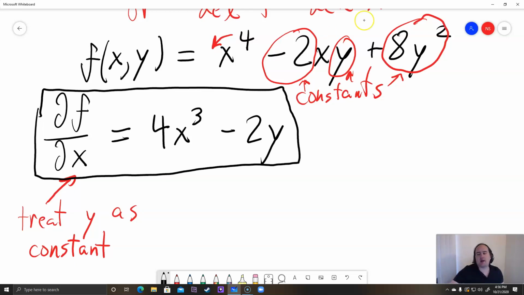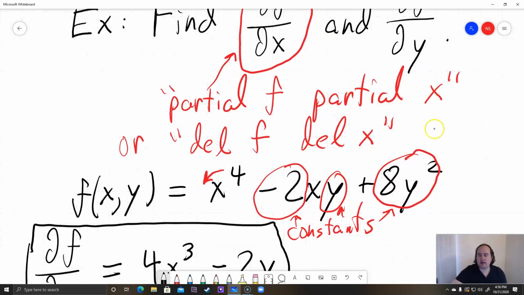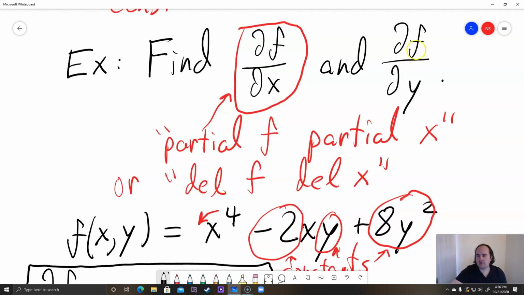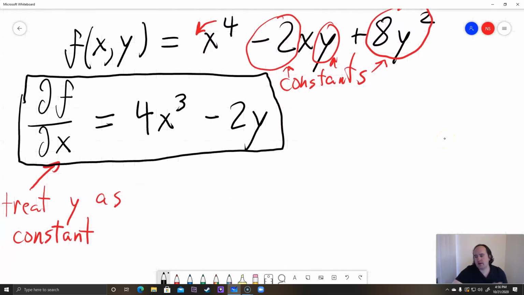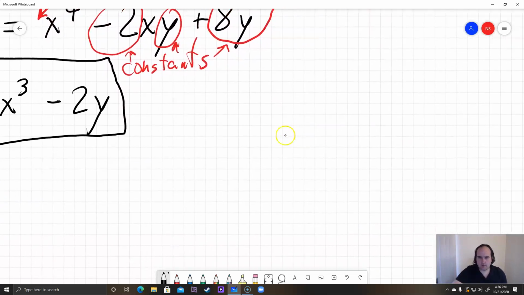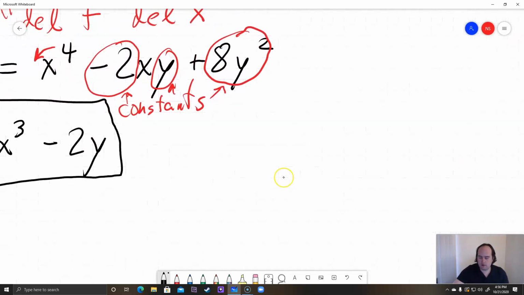Okay? Because that 8y squared is just a bunch of constants, and the derivative of a constant is 0. So that just went away. Okay, and now we're going to do the same thing, but we're going to find partial f partial y, or del f del y. And to find del f del y, we're now going to treat the other variable as a constant. Okay, so let's find del f del y.